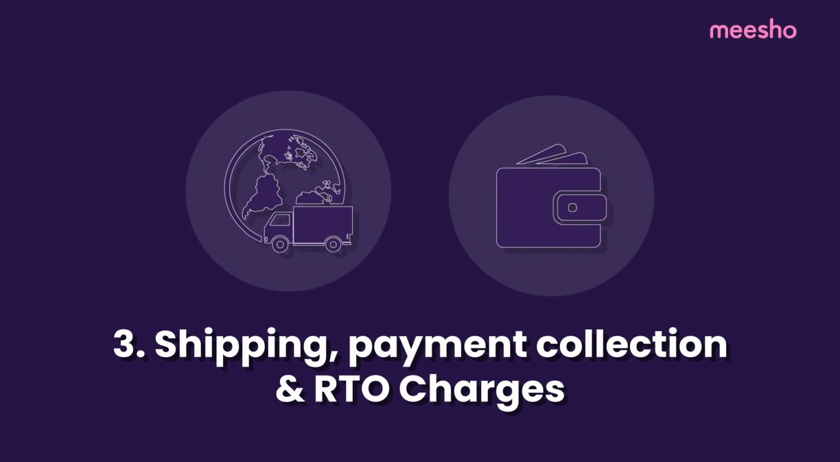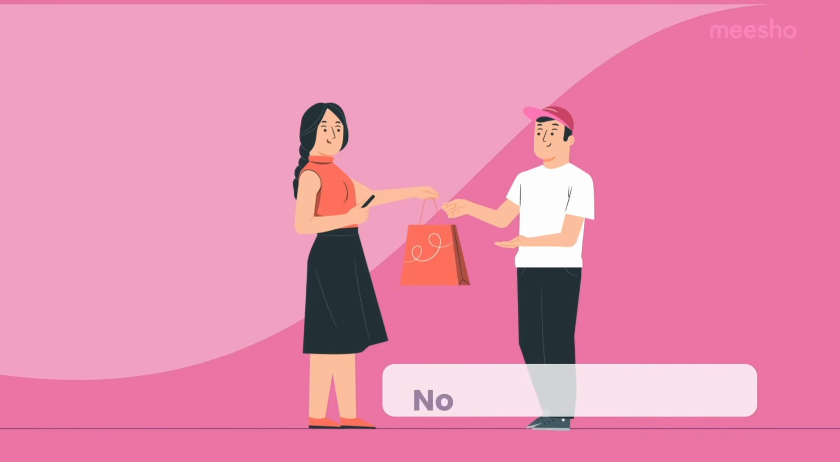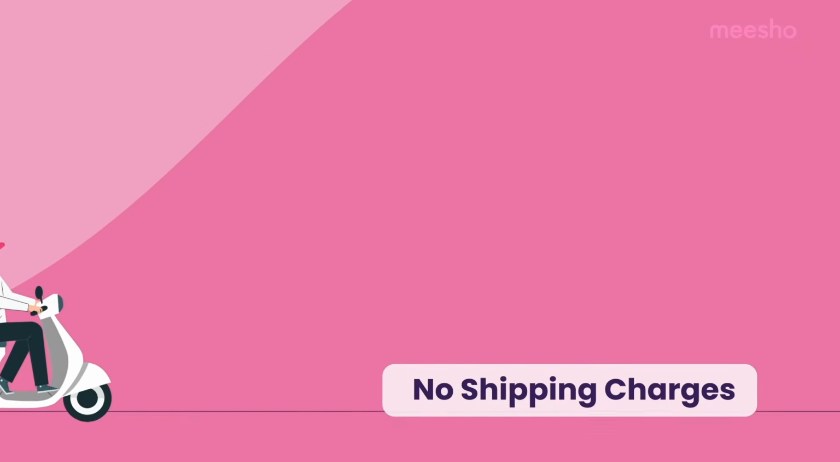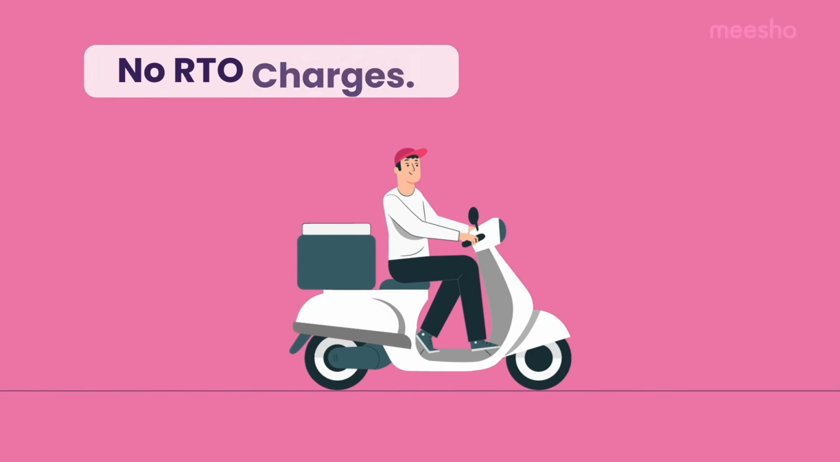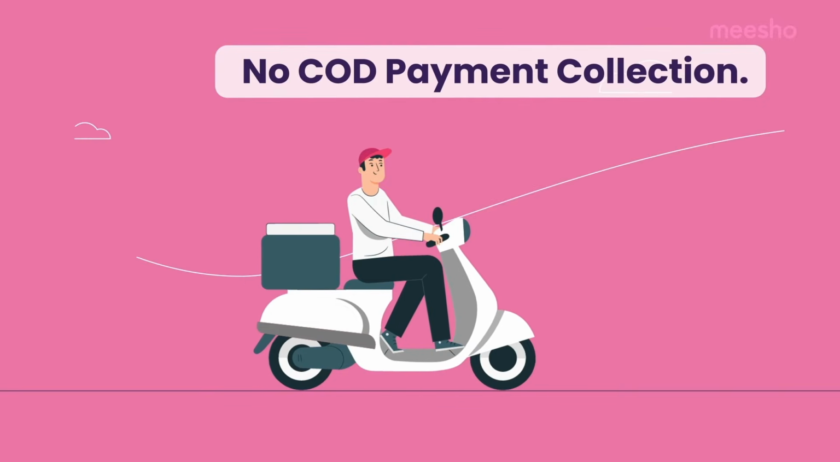Shipping, payment collection and RTO charges. Meesho takes care of delivering the product at zero shipping cost to the supplier. There are no charges on RTO, return to origin, and COD payment collection.